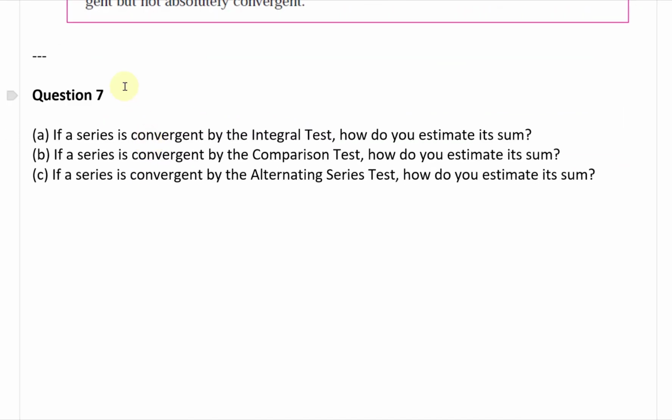All right, so question 7, part A. If a series is convergent by the integral test, how do you estimate its sum? If a series is convergent by the comparison test, how do you estimate its sum? And if a series is convergent by the alternating series test, how do you estimate its sum?